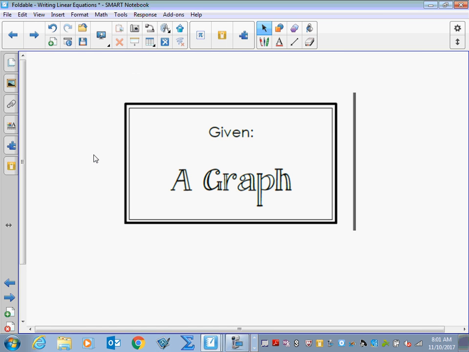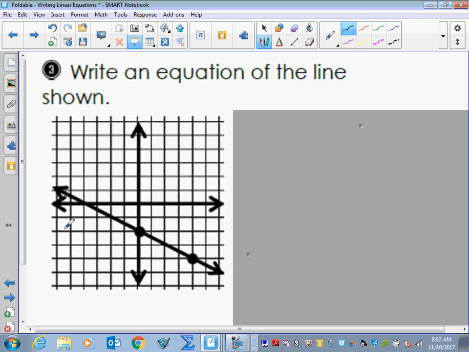Now, let's look at a graph. So we still have to find m and b. So here's a different situation. What if you're given a graph and you have to find m and b for the graph? So here's our graph. 2 things we have to know.